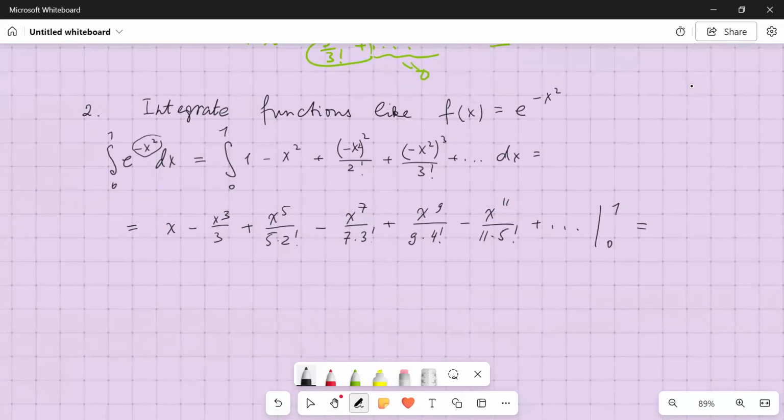We integrated as a series, and people use series where they cannot find the actual function. Not only in integrals, also in solving differential equations, for example. I'm going to plug in my numbers. If I plug in 1, I'm going to have 1 minus 1 over 3 plus 1 over 5 times 2 factorial, minus 1 over 7 times 3 factorial, plus 1 over 9 times 4 factorial, minus 1 over 11 times 5 factorial, and so on, right? If I plug in 0, that's going to be minus 0, which is going to give me no change.